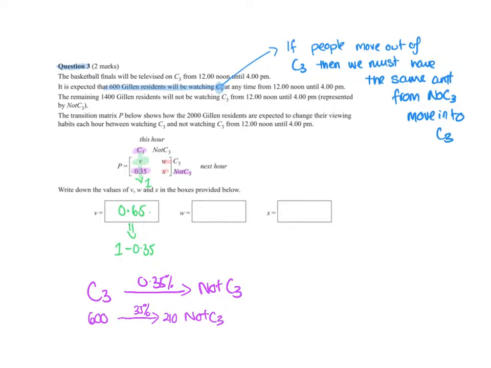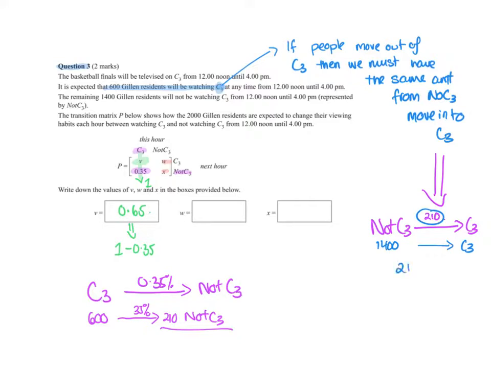So if 210 moved into not C3, I'm going back to this fact. If I move 210 out, I've got to move 210 in. So from not C3 back into C3, I want to put 210. Now I want to know that as a percentage. There were 1400 here, so I do 210 divided by 1400 times 100.